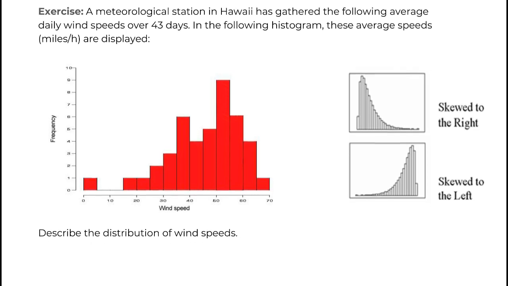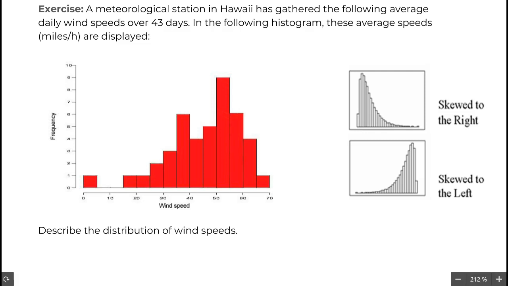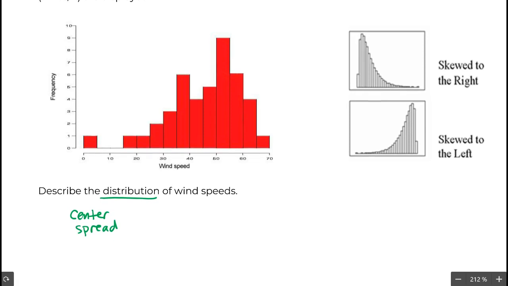Before you try this on your own, by pausing, I'm going to remind us that the distribution itself has three aspects: center, spread, and then the shape. And remember, shape itself has three aspects, which is modes, symmetry, and unusual observations. So now that you've got everything defined, take a moment, pause the video, see how you do at describing the distribution for this histogram.